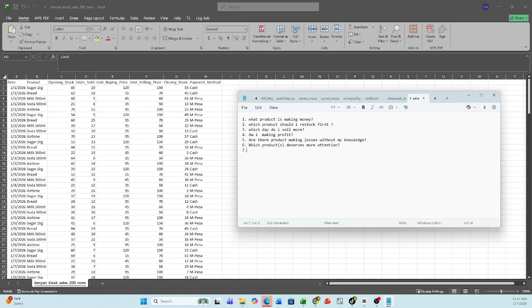The last question that I would want us to look at: you can also look at which is the preferred mode of payment.